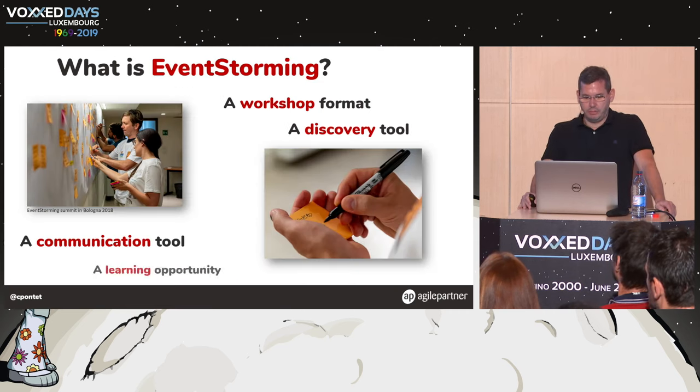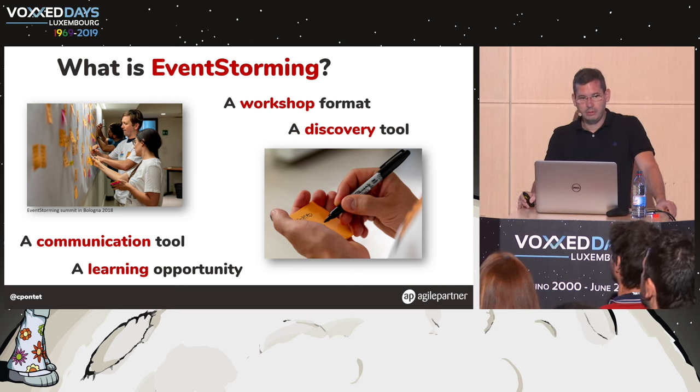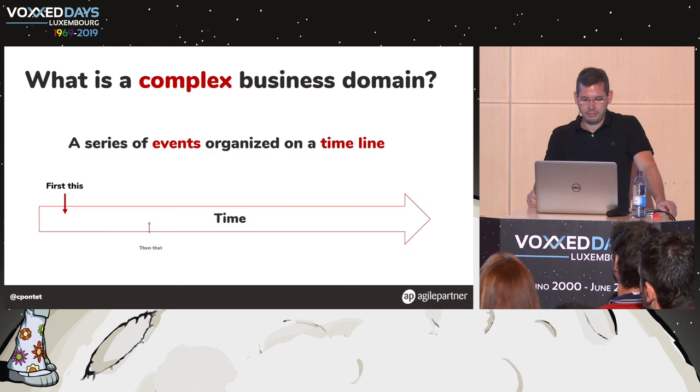So what is EventStorming? EventStorming is a workshop format. It's a discovery tool. It's, first and foremost, a communication tool, an alignment tool, and it's a massive learning opportunity. How does it work? We'll describe that in a moment.